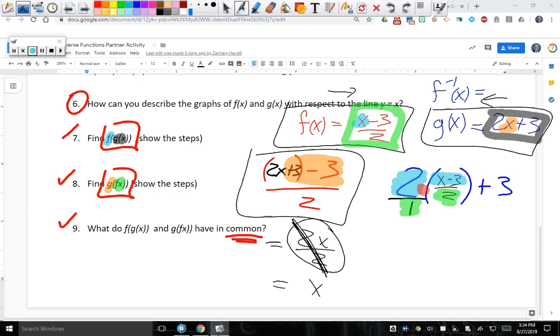Which one does order matter? Which ones? Division and subtraction. Here we go. So I could write this, if I wanted to, as 2 times x minus 3 over 2 times 1.